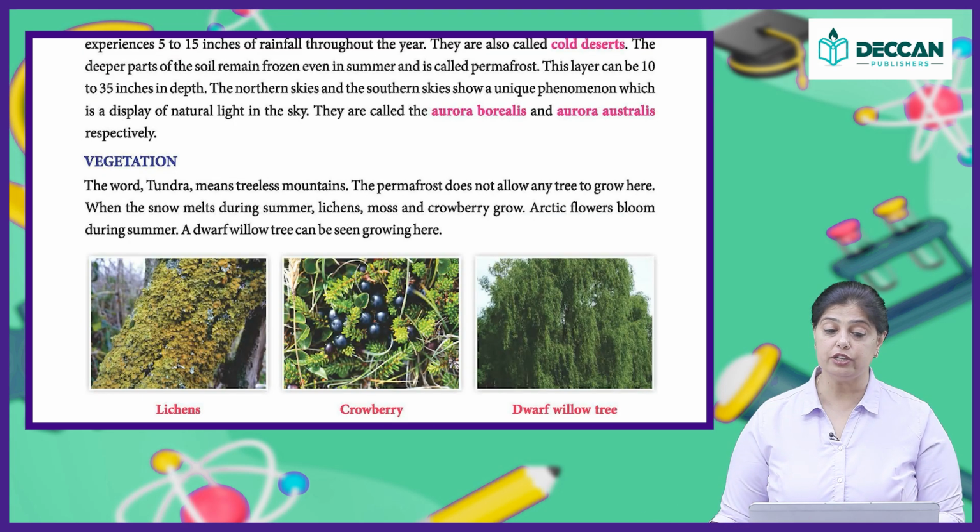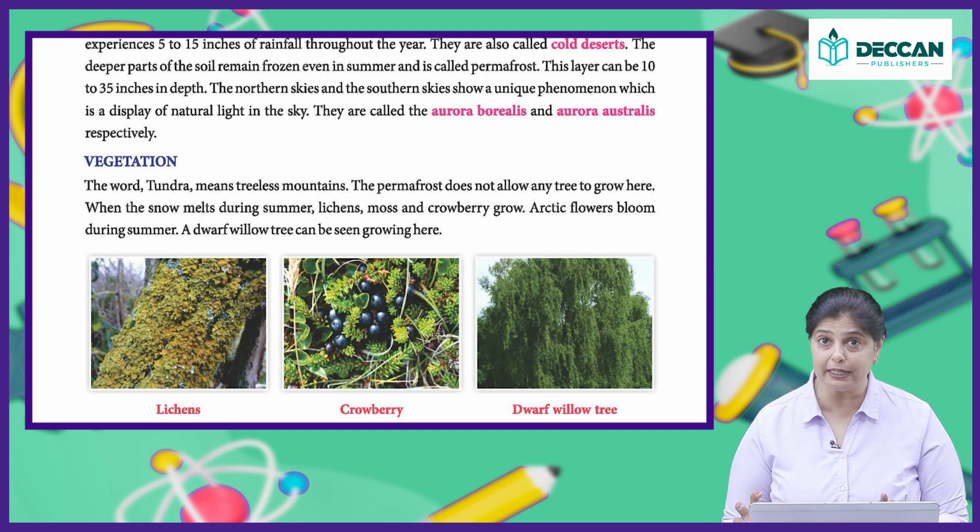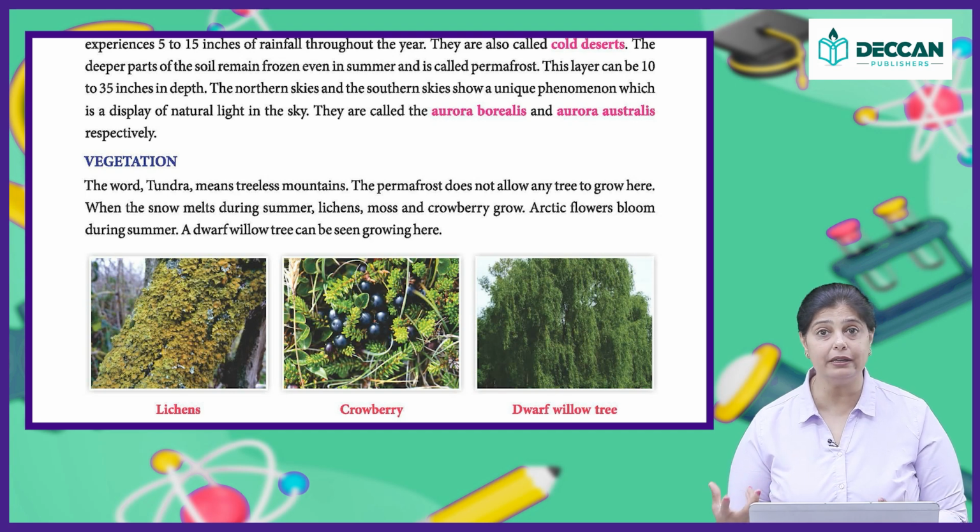All right. Now, vegetation. The word tundra means treeless mountains. The permafrost does not allow any tree to grow here. When the snow melts during summer, lichens, moss and crowberry grow. Arctic flowers bloom during summer. So, there are certain areas where the snow does melt during summertime, and when it melts, at that time you have lichens, moss and crowberry that grow. A dwarf willow tree can be seen growing here. So, you have a willow tree, but it is a dwarf, a small one.